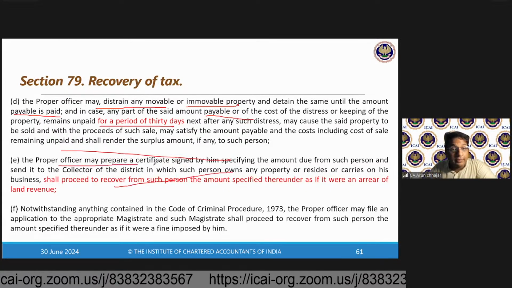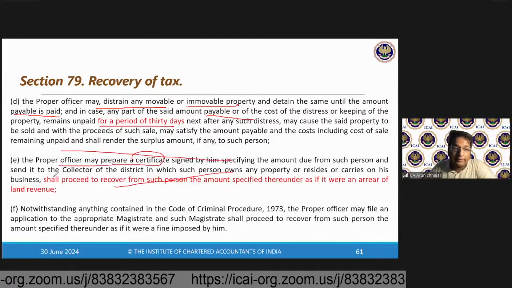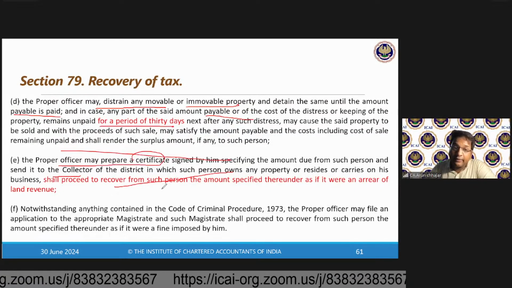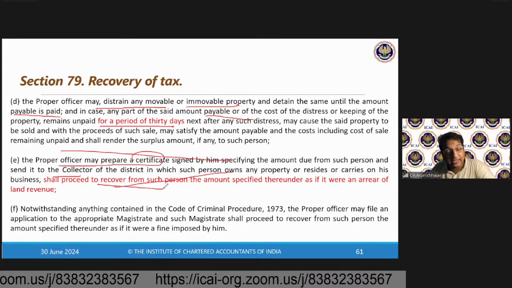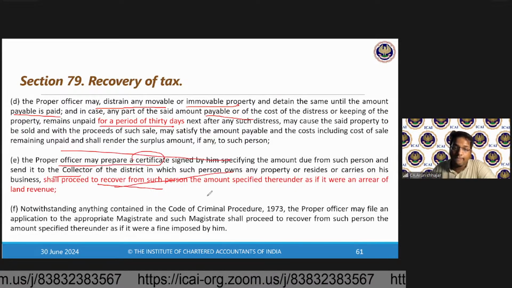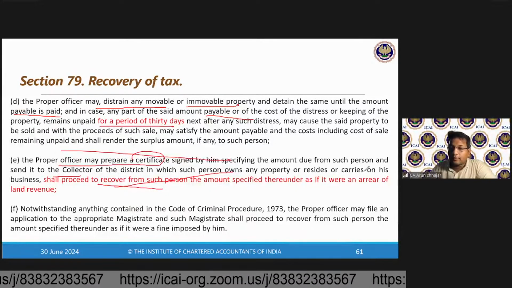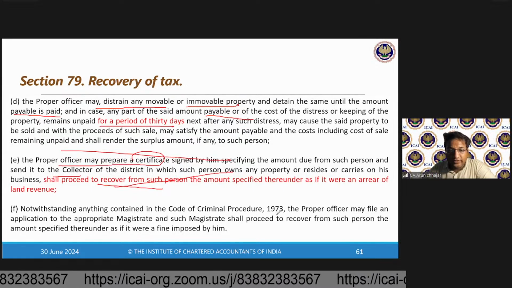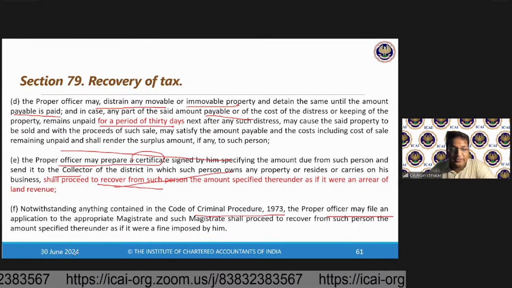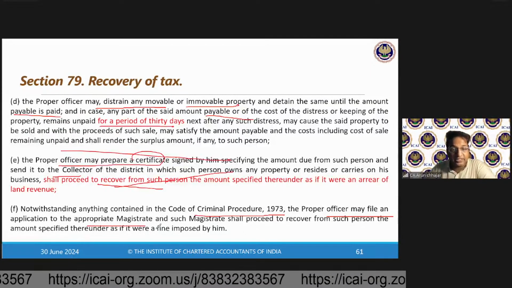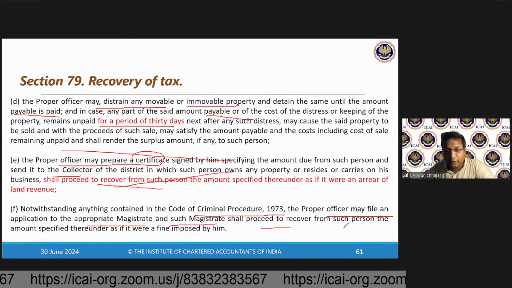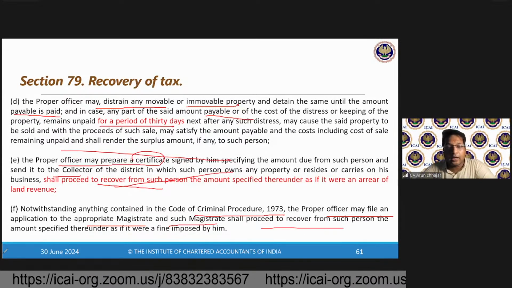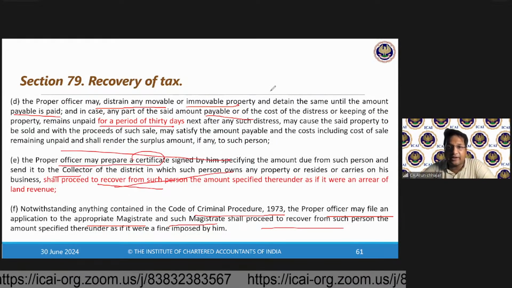Then the proper officer may prepare a certificate, and the certificate can be given to the collector. Now the collector will proceed as if it was an arrear of land revenue. Then, notwithstanding anything contained in the Code of Criminal Procedure, the proper officer may file an application to the appropriate magistrate, and such magistrate shall proceed to recover the amount as if it is a fine imposed.